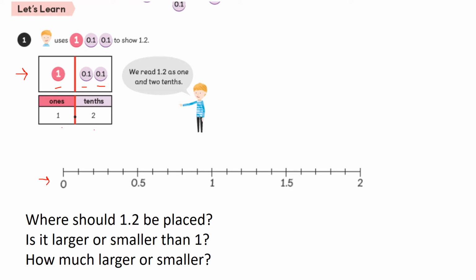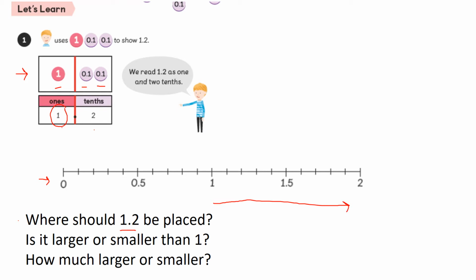Now, where do you think on this number line that 1.2 should be placed? Is it smaller or larger than 1 whole? How much larger or smaller? Let's start with this first question. Where should 1.2 be placed? Any ideas? Well, we know that we've already got 1 whole, so of course it's going to be larger than 1 whole, so it's going to have to be somewhere along this side of the number line.